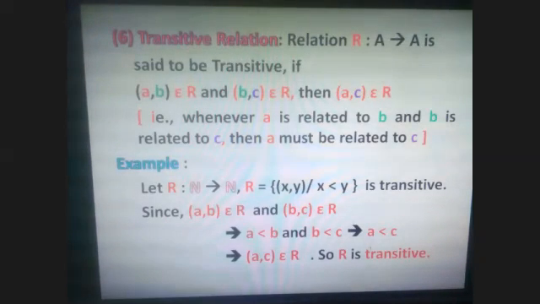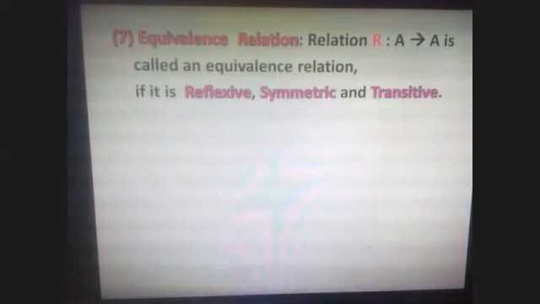So we discussed three relations. Reflexive, that is whenever every element is related to itself. Symmetric, that is whenever A is related to B, B must be related to A. And transitive, A is related to B and B is related to C, then A is related to C. Well, seventh is equivalence relation.